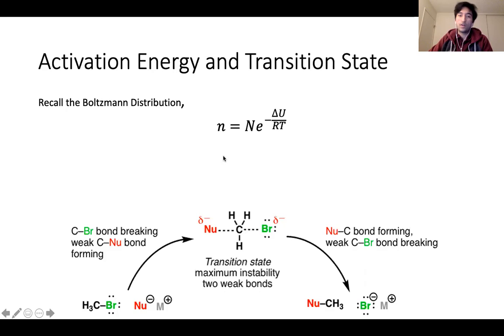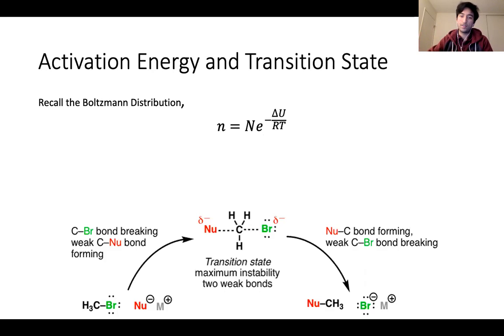And also, if you recall from an earlier point in the course when we talked about the Boltzmann distribution, which essentially gives you the relationship between the energy difference between two populations of molecules, if you have N molecules at a zero energy state, then the number of molecules that you would expect at an energy state that is delta U above that energy state would be given by the Boltzmann distribution. So now we can bring together these two ideas.